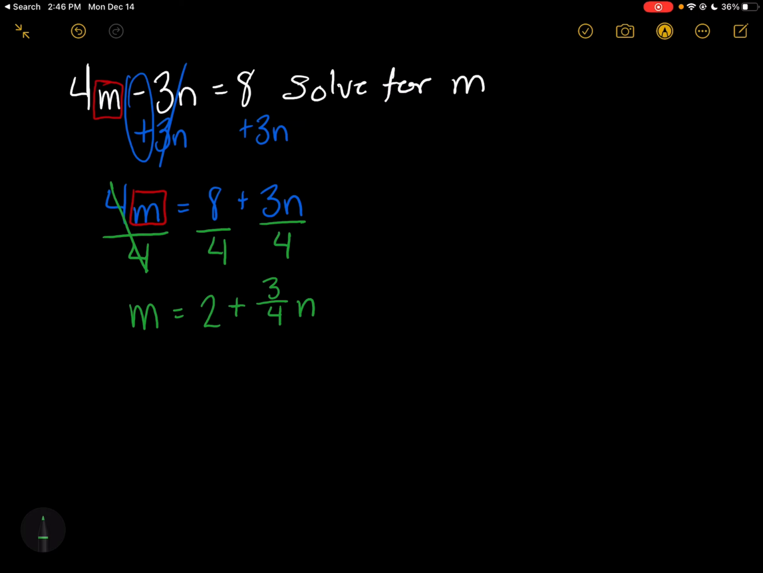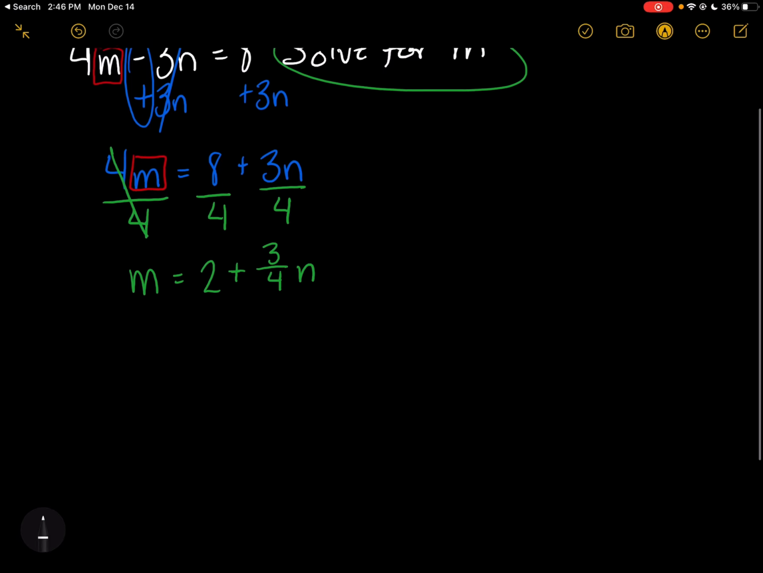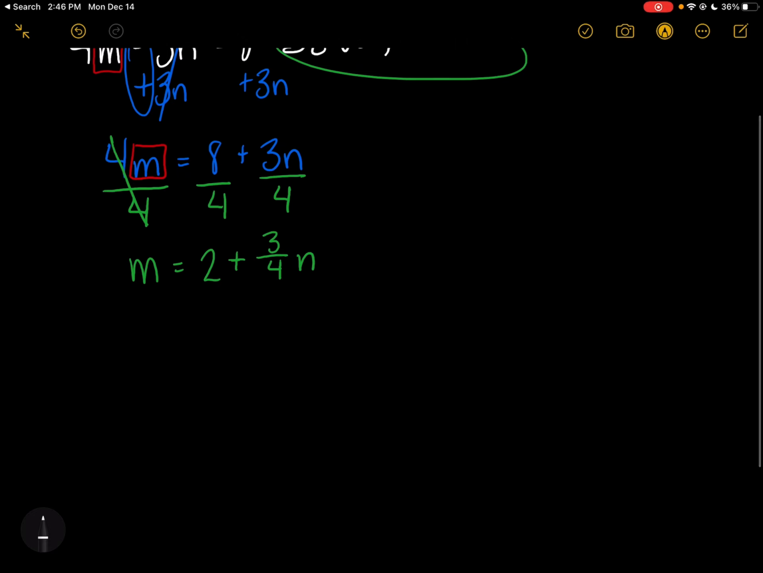I know I still have another variable here, but I don't care because I was only told to solve for m. So we are going to look at one more together, and then you're going to go through the worksheet that is going to be posted with this for practice. So now you're going to have 3x minus 2y is equal to xz plus 5, and we want to solve for x.